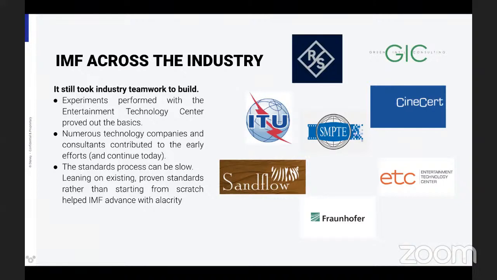Before we started to standardize though, we performed early experiments with the Entertainment Technology Center to help prove our concepts. In short, we wanted to make sure we weren't crazy, or at least not crazier than usual. We knew that standardization was going to be slow also. So we decided we would lean on proven standards whenever we possibly could.